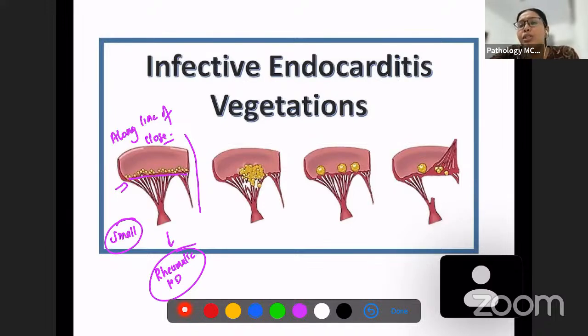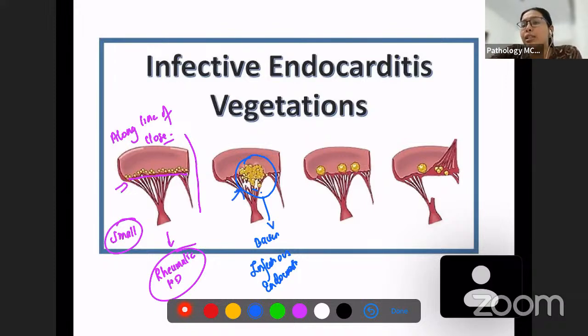Other vegetations actually destroy the valve, as you can see here. These vegetations are infiltrating the valve, and these are not along the lines of closure. Valve destruction is there. So these vegetations can actually have bacteria in them, and these are associated with infectious endocarditis. These are not along the line of closure, they are valve-destroying vegetations.